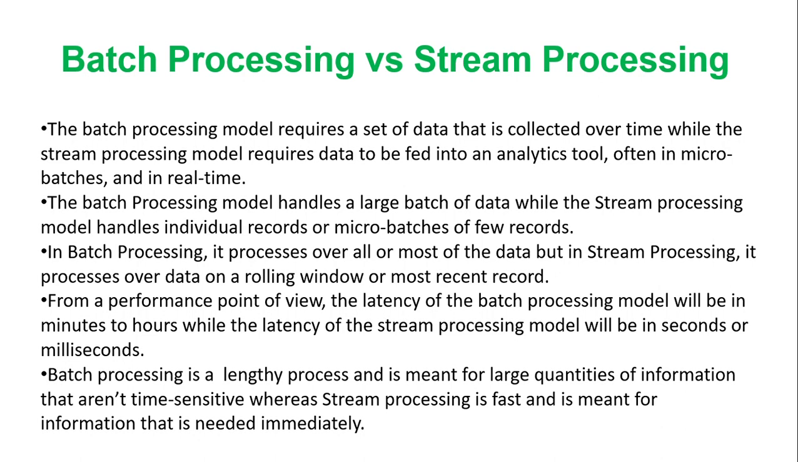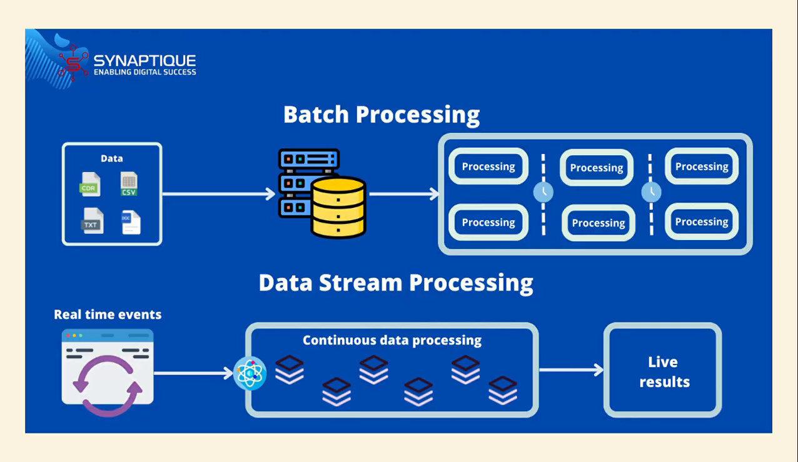From a performance point of view, the latency of the batch processing model will be in minutes to hours, while the latency of a stream processing model will be in seconds or milliseconds. Batch processing is a lengthy process meant for larger quantities of information that are not real-time sensitive, whereas stream processing is fast and is meant for information that is needed immediately. So you can see here in the diagram batch processing versus data streaming, where in the case of data streams, continuous data comes in as an input and it gives you a live result, whereas in batch processing a bulk of data can be processed together.